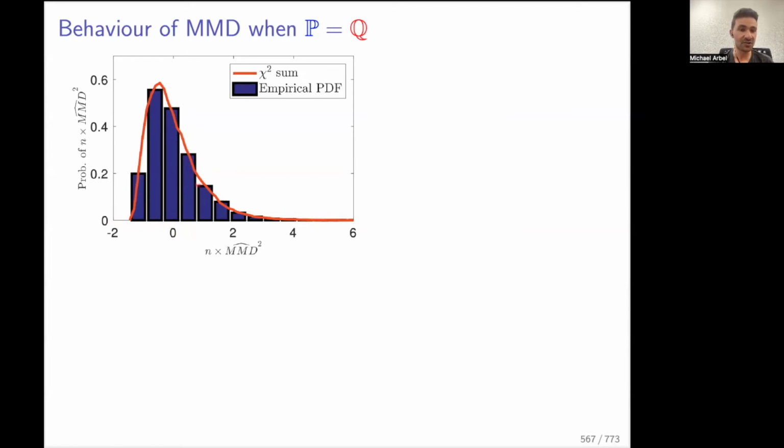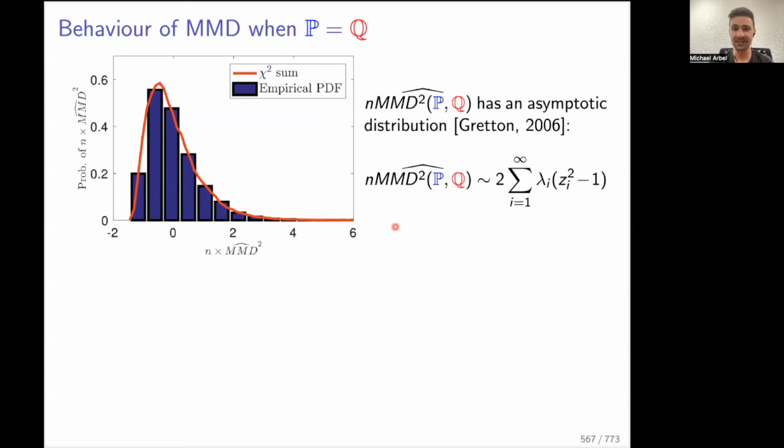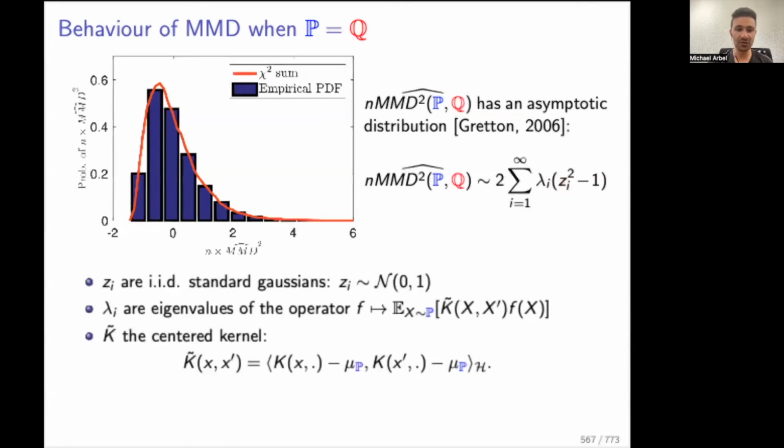This distribution can actually be exactly described. This is a result that quantifies the fluctuations of the MMD under this scenario where P is equal to Q, as you increase the sample size. It says that the limiting distribution would be of the following form. It's an infinite sum that is weighted by some coefficients lambda i, and we'll see these are non-negative coefficients. And it is multiplied by some random variable z_i squared minus 1, where the z_i would be independent draws from a Gaussian.